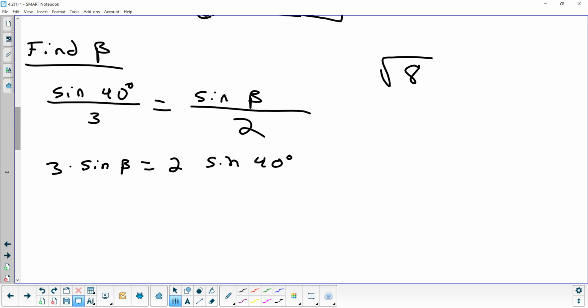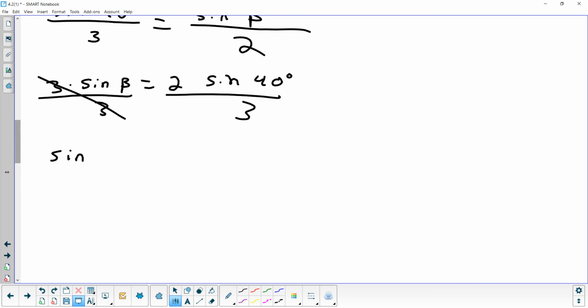How would I move the 3 to the other side? Yep. Divide both sides by 3. Good. Okay. Now we have sine beta equals 2 sine 40 over 3. Now this next step is something we talked about last week. I'm taking the sine of beta. I don't want to do that. I just want to have beta. So how do I get rid of sine?